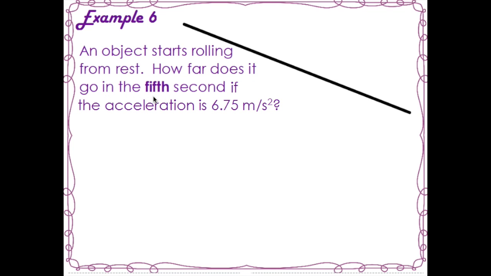I want to know how far it goes in the 5th second. So I think it helps on this to make a sketch. Okay, so the ball starts here at the top. After 1 second, maybe it rolled that far. But it's getting faster and faster. So after another second, maybe it's down here. And maybe another second, it's down here. See how it keeps going farther and farther in every second because it's getting faster and faster.